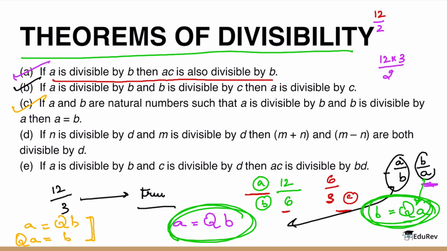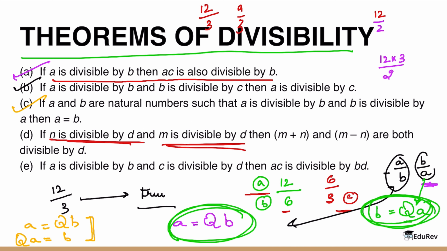Then comes your N. Now if N is divisible by D and M is divisible by D, then M plus N and M minus N are both divisible by D. Now let's take another example. If N is divisible by D, let's say N is maybe 12. So 12 is divisible by D. So let me take D as 3. And M is also divisible by D. So I will consider M as 9 and obviously I have D as 3.